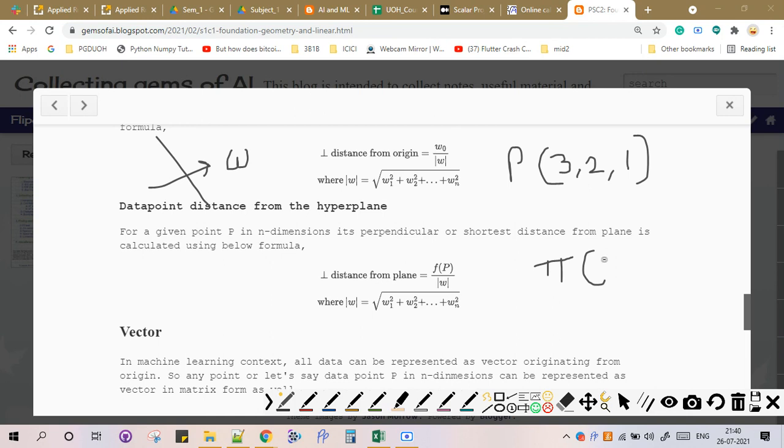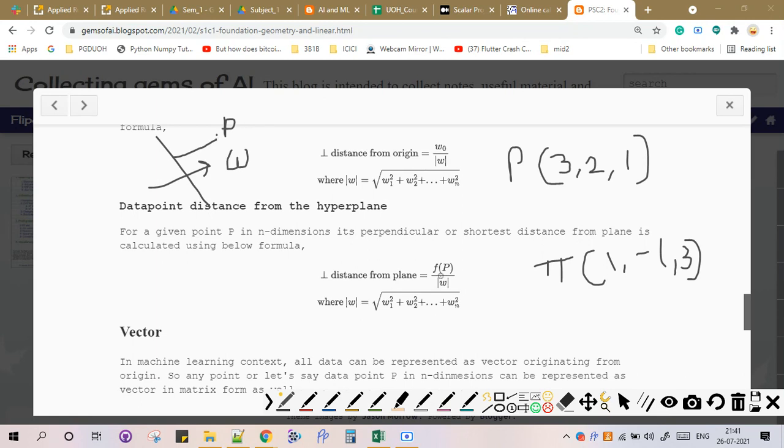So let's say we have a hyperplane called 1, -1, 3, and let's say it's passing through the origin, so w0, the bias term, is nothing but 0. Now, this is a 3D point. We have the hyperplane also, w1, w2, w3. So how to calculate the distance between the point and the hyperplane? Let's say the point P is here. How to calculate this distance?